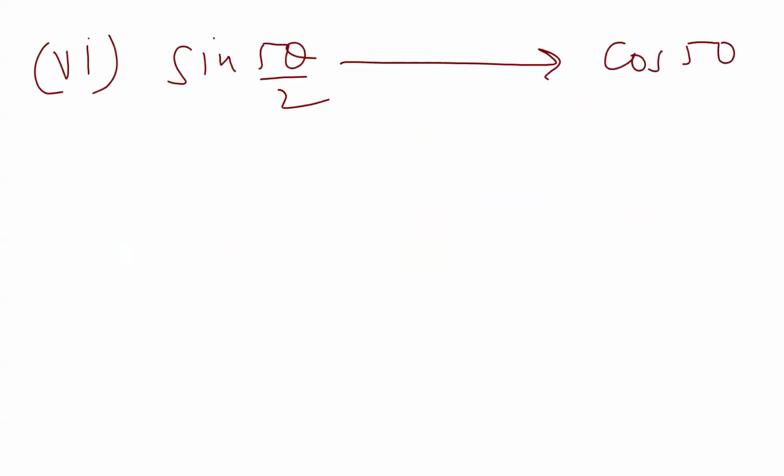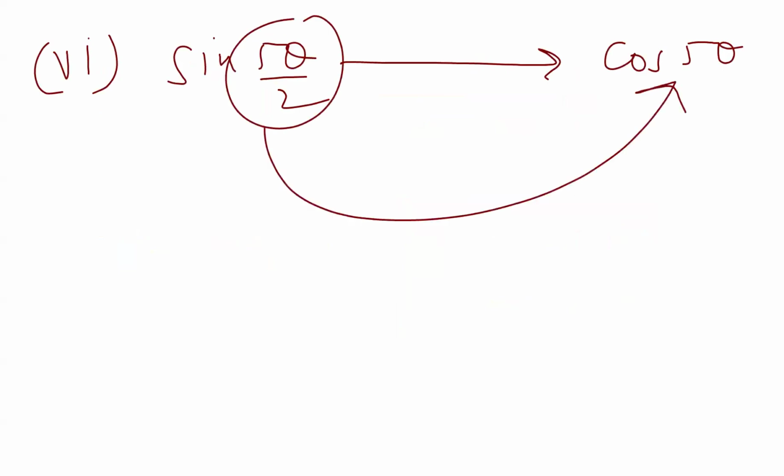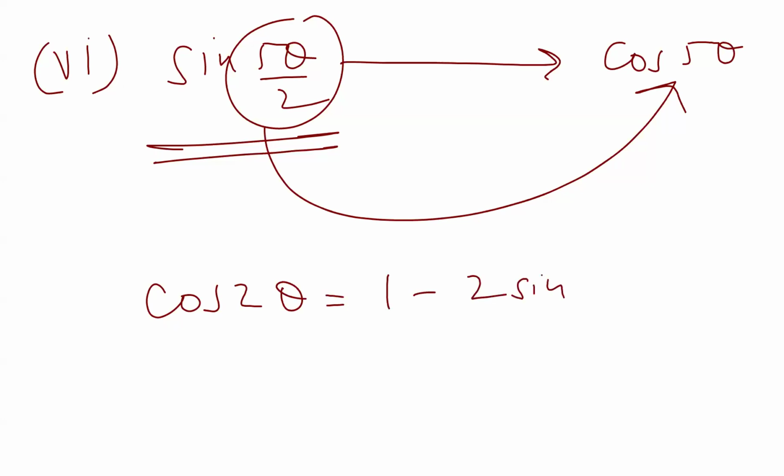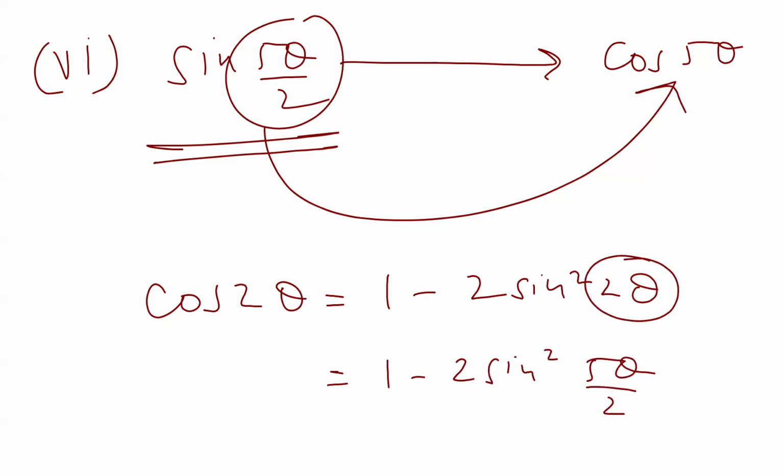Okay, sin phi by 2. We have to express this in terms of cos phi theta. Sin phi theta by 2 in terms of cos phi theta. Now we are doubling this, so this term should be in the right hand side of a particular formula. So the formula selection is cos 2 theta is equal to 1 minus 2 sin square theta. Okay, so this will be 1 minus 2 sin square phi theta by 2.